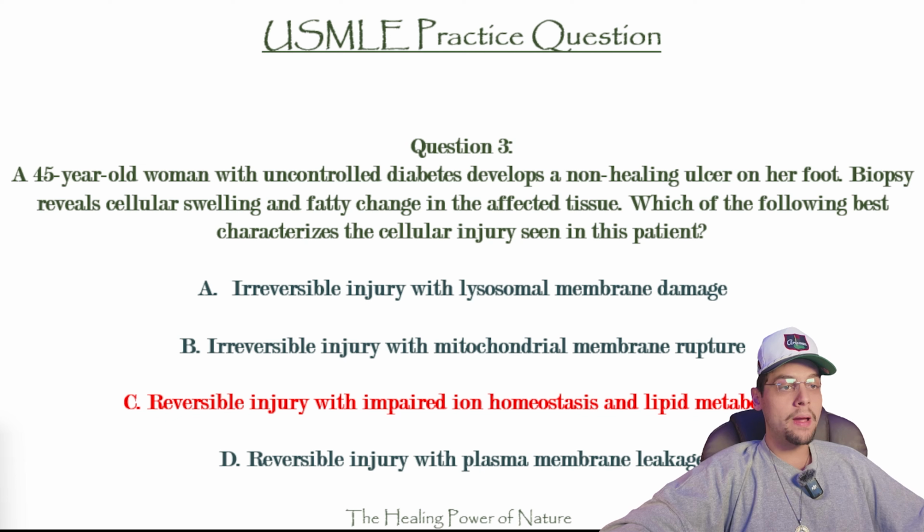A, lysosomal membrane damage is a feature of irreversible injury. B, mitochondrial membrane rupture is a hallmark of irreversible injury. D, plasma membrane leakage signifies irreversible injury.